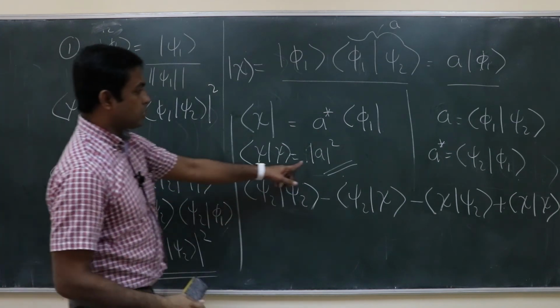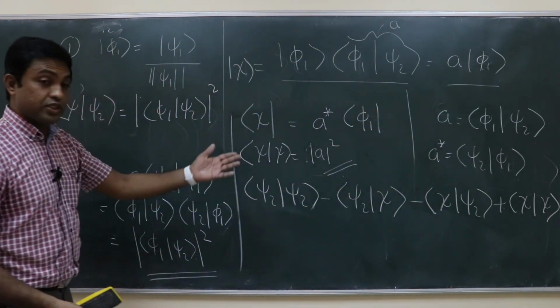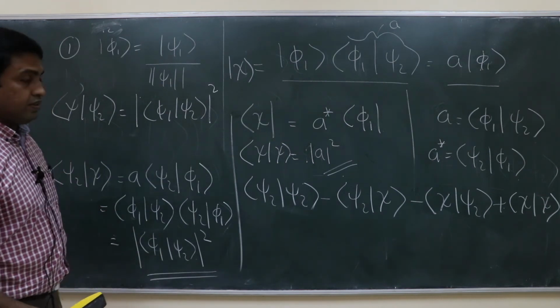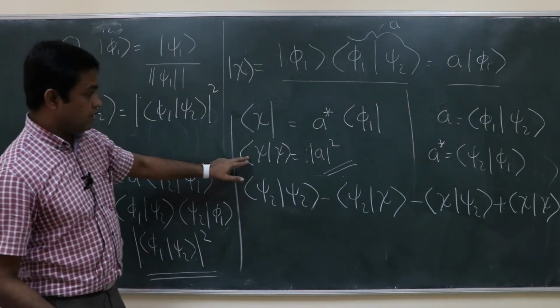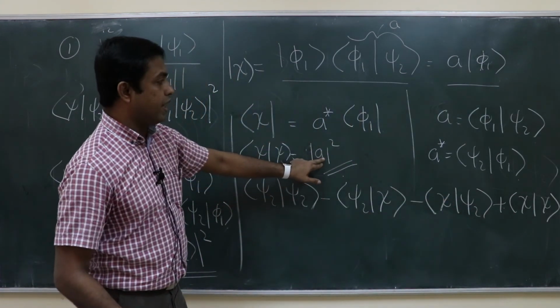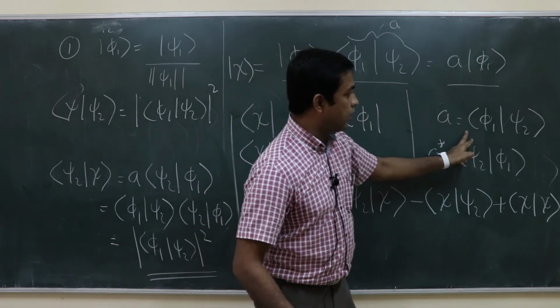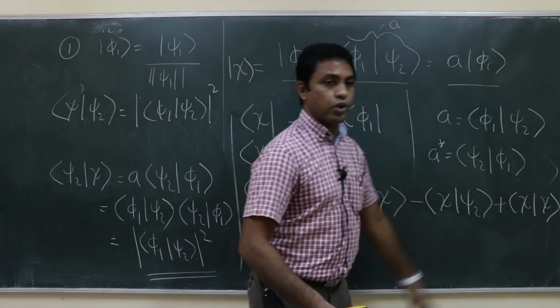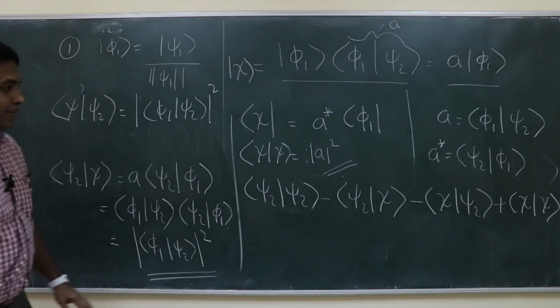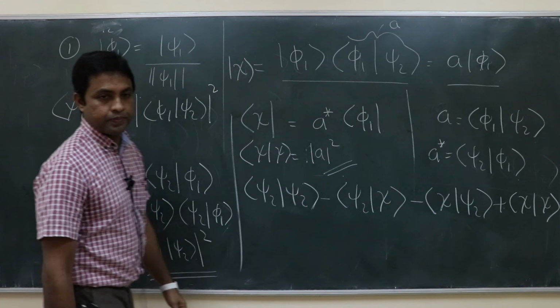So what is mod A square? A is bra phi 1 ket psi 2. What is mod A square? That is also the same quantity, right? The last term, mod A square. What is mod A square? A into A star. A into A star is this into this star, which is the modulus of bra phi 1 ket psi 2 squared. So this term and this term, they are all the same.